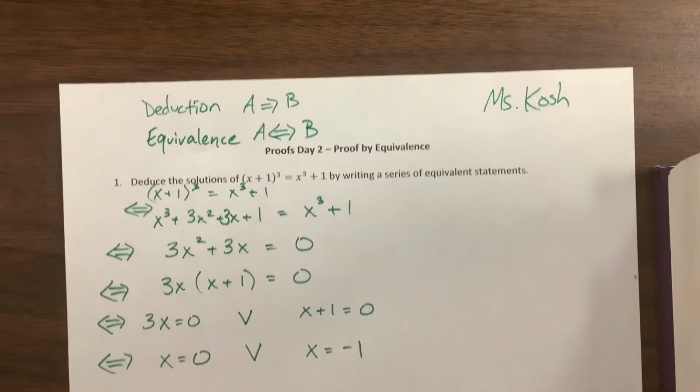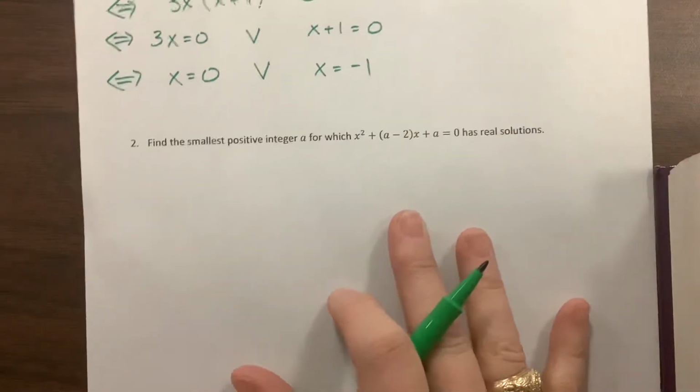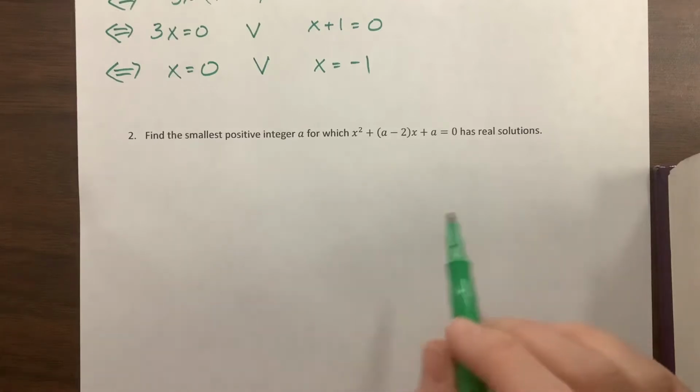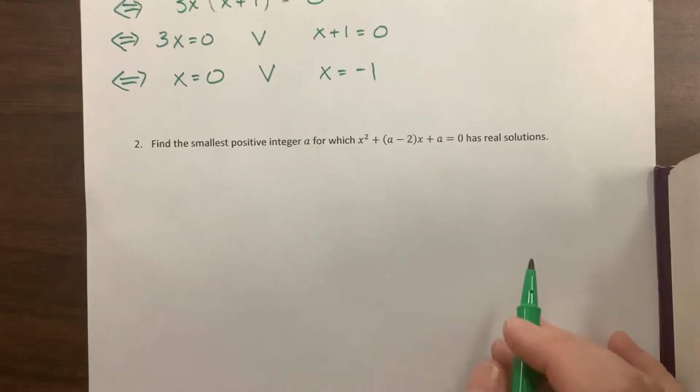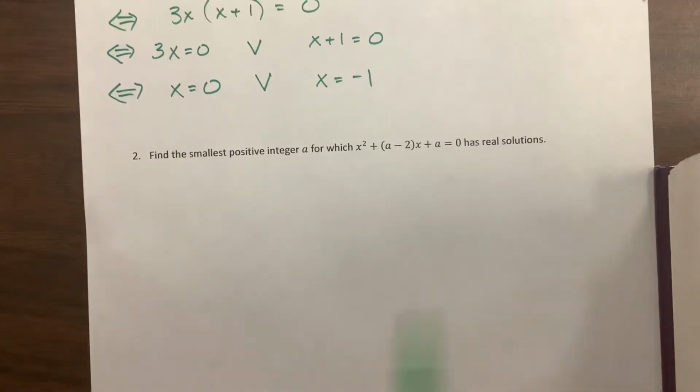All right, this is the second video on our proof by equivalence, so go back and watch the first one. And then we're going to look at this one. It says find the smallest positive integer a for which x squared plus (a minus 2) times x plus a has real solutions. So the way that we can get started here is we can go to solve by completing the square.